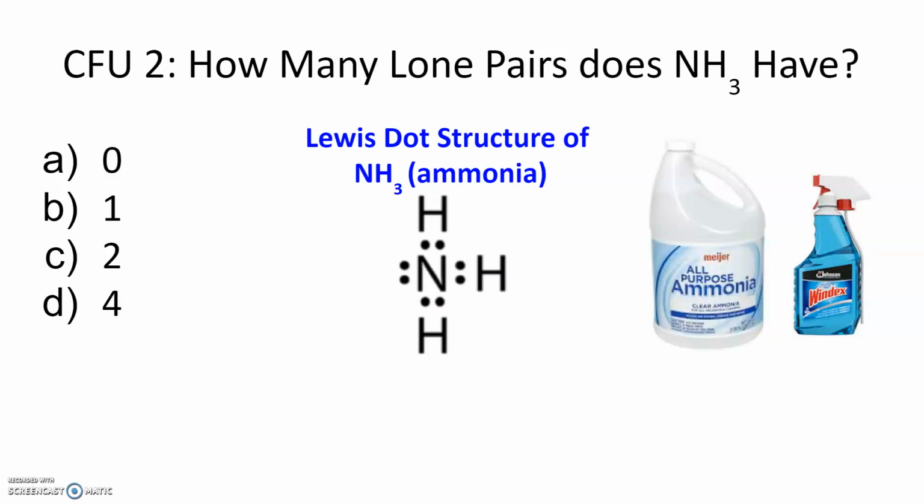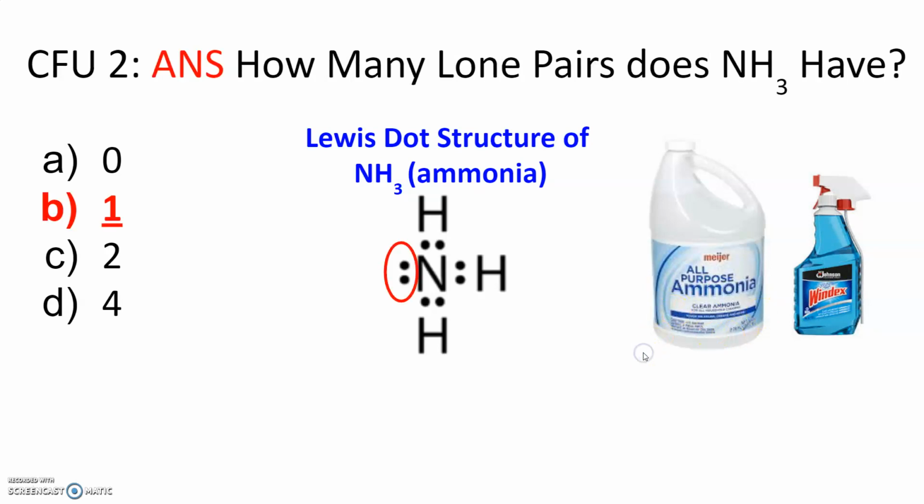Okay, so let's see if we can use the information that we just learned. How many lone pairs does NH3 have? So here's your NH3 structure. Pause the video now. When you press play again, the answer will be revealed. Great, just 1. So the lone pair is this one here that's circled in red.